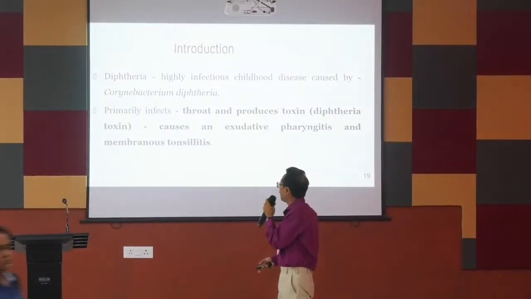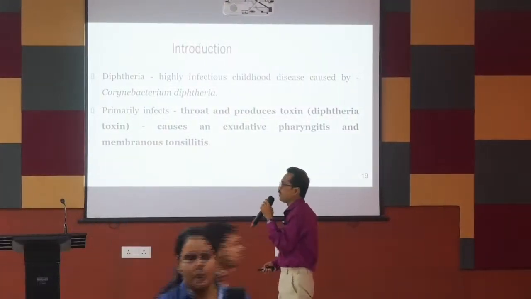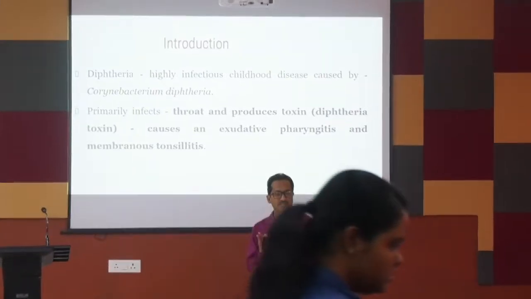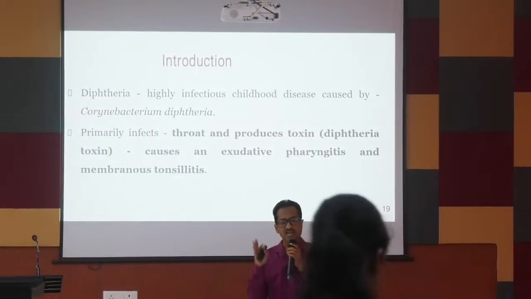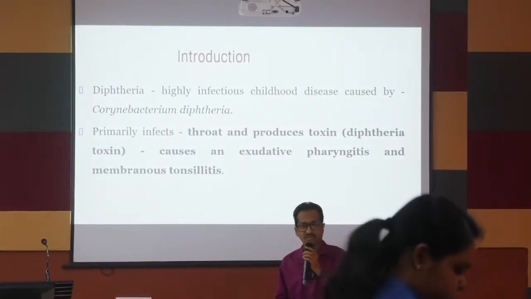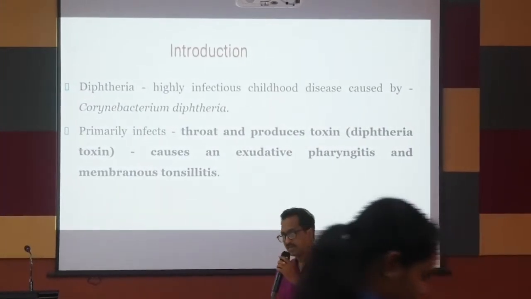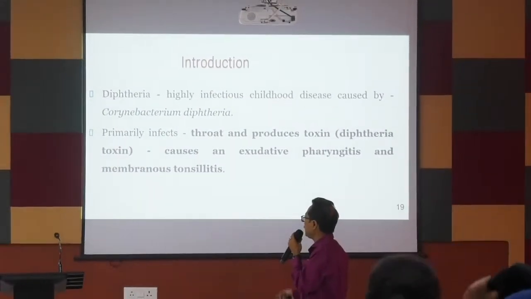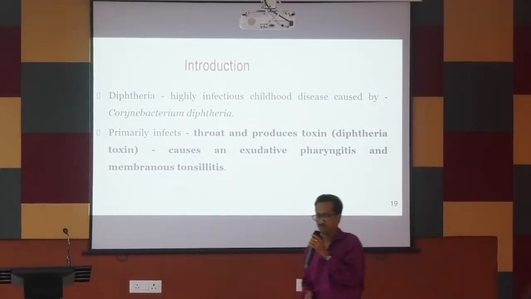Now Corynebacterium diphtheria is highly infectious. Corynebacterium diphtheria primarily infects the throat, tonsil and larynx. So that involves the respiratory tract. That is the main site. It causes an exudative pharyngitis and membranous tonsillitis.